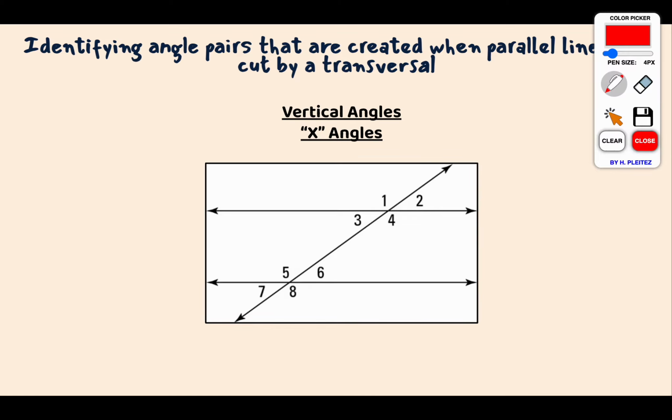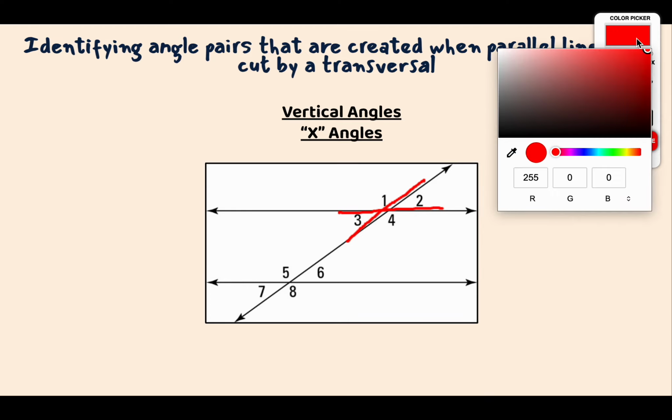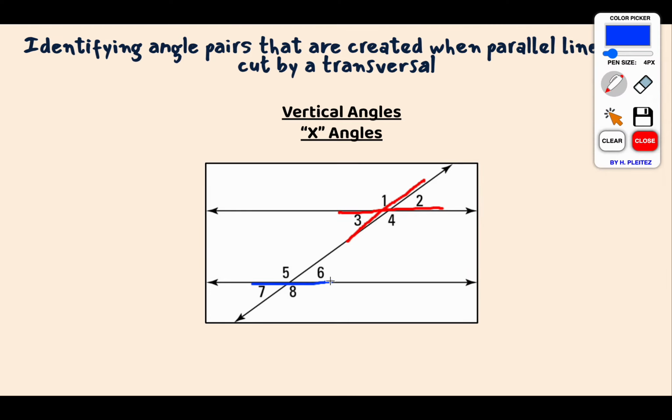Now, this is something that's popping up that we've seen before, our vertical angles. So for this, you want to look for X's. So in this diagram, I see an X there, and then separately, I see an X over here, and you want to look at the angles that are opposite of each other.